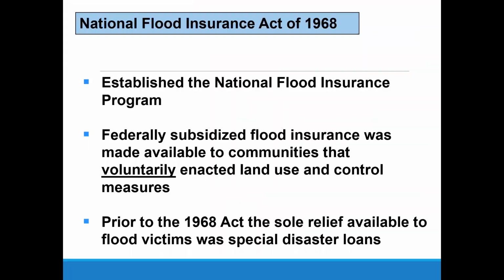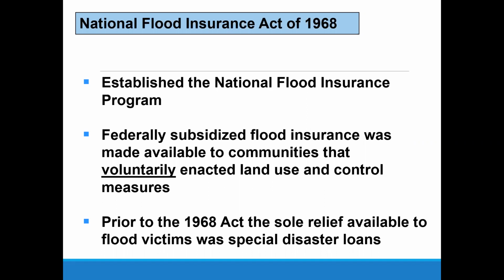Okay, so the National Flood Insurance Act of 1968 is what established this program. That is when the NFIP was established, and basically it's a program that provides federally subsidized flood insurance for communities that voluntarily enact land use controls and regulations that comply with the NFIP and ensure that things are going to be built safely in the floodplain.